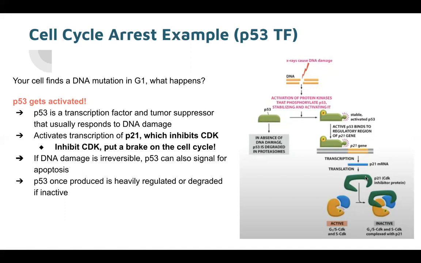And it's going to bind to active CDK. It's going to bind to CDK and cyclin and inhibit it until the cell fixes its DNA. And then the cell can go back to finishing up the steps of the cell cycle. And I have here, if DNA damage is irreversible, P53 can also signal for apoptosis. So are there any questions on this?